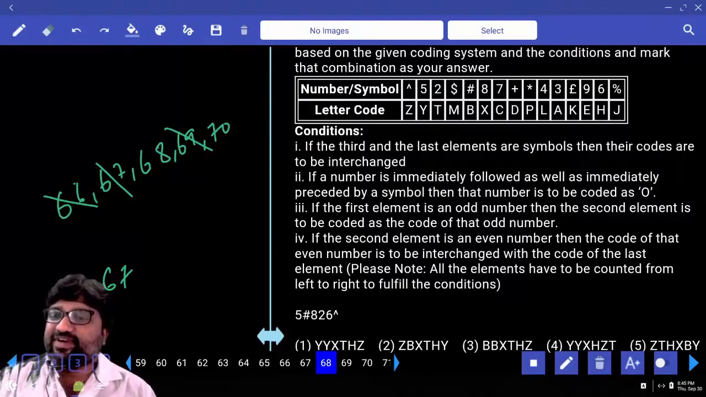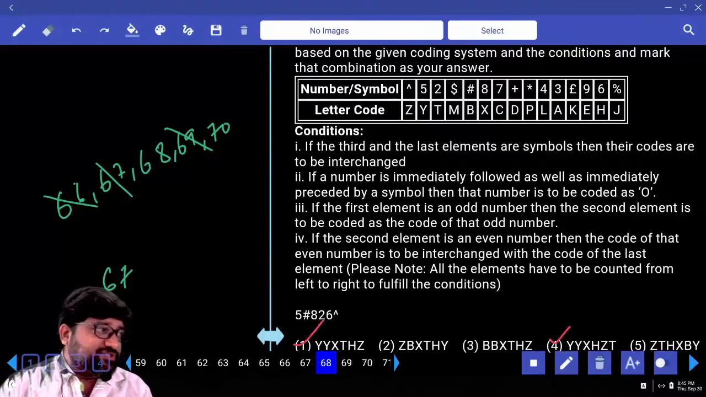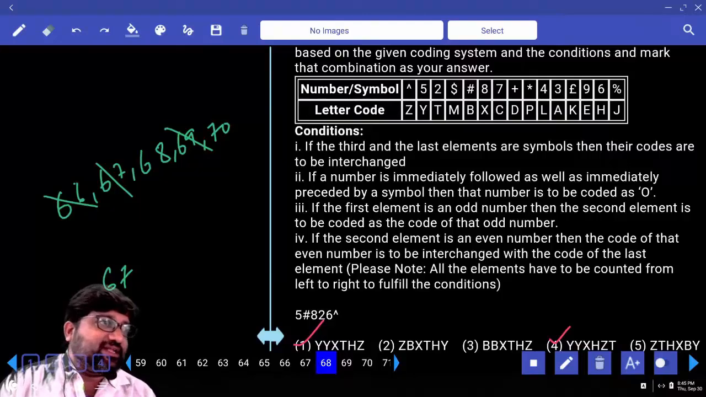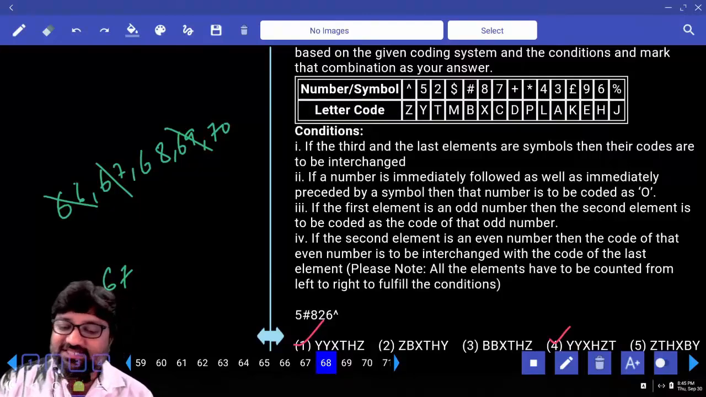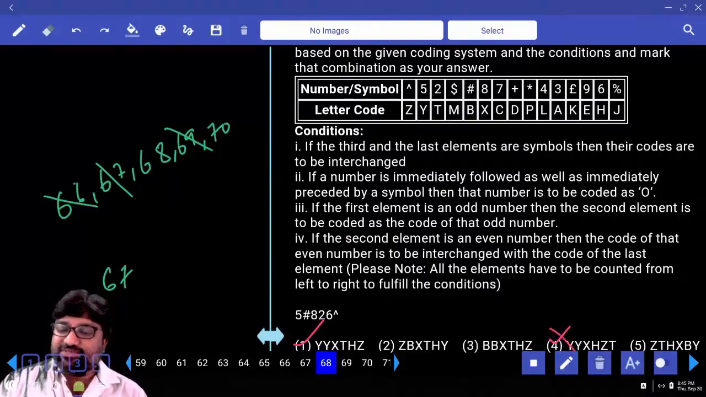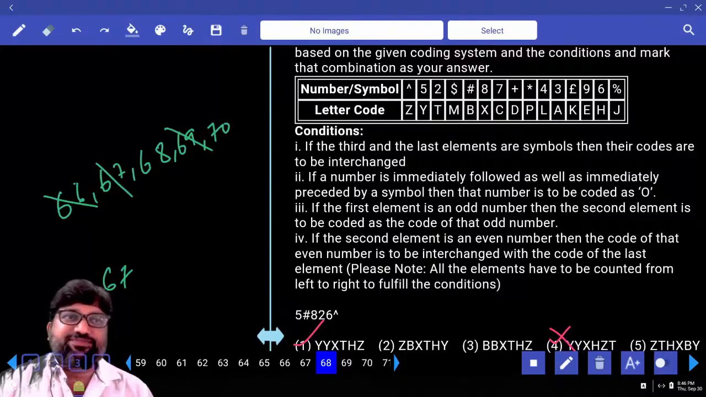What is the code for 5? How many Y's should be there in the first place? 2 Y's. So 1 and 4. What's your answer? 1 and 4. Now what should I do? We'll go for the last element. What is the last element? Power. And the code for that power is Z. So which option is my answer? First option. So we are going this fast because there is no "none of these" in the options.